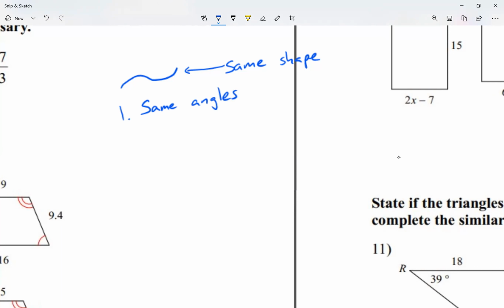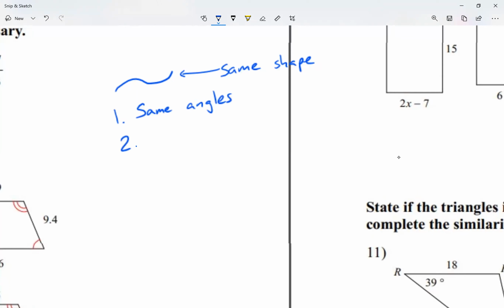in order for the figures to be the same shape. The second criteria, because I said there are two criteria, when it comes to the sides, the sides are not going to be the same, because otherwise we'd be saying congruent instead of similar. When it comes to the sides, we're going to say the sides are proportional. Okay, what does that mean? We'll talk about that in a minute. For right now, let's just call it proportional, okay? So in order for figures to be similar, they must have the same angles and the sides must be proportional, okay? So let's take a look.